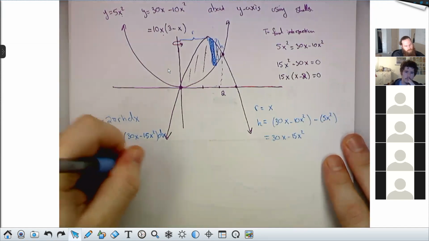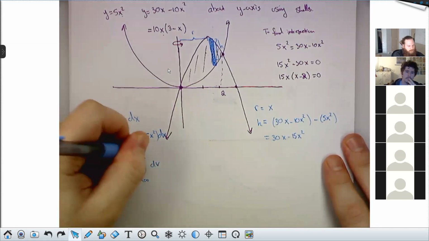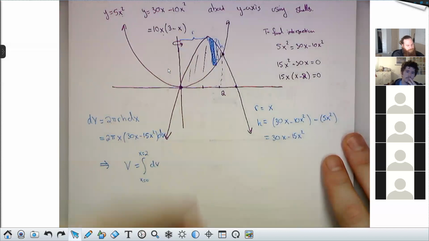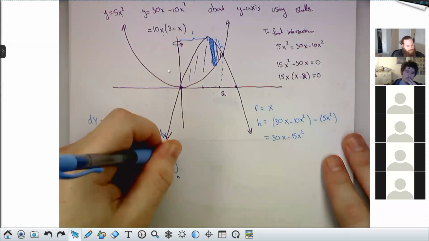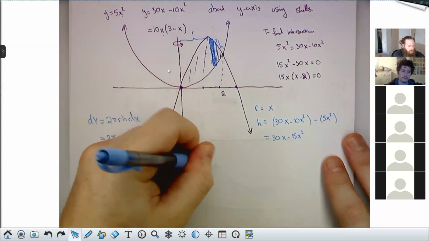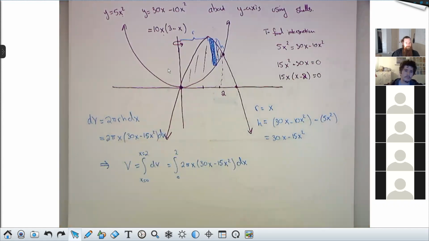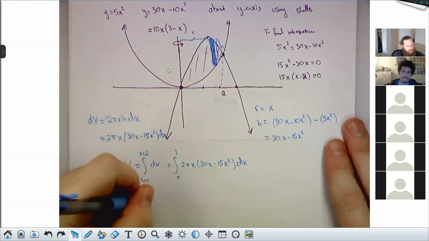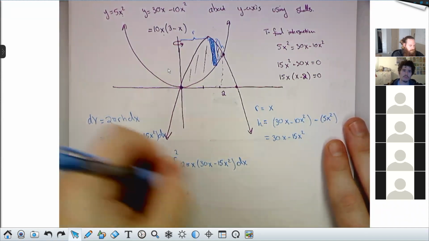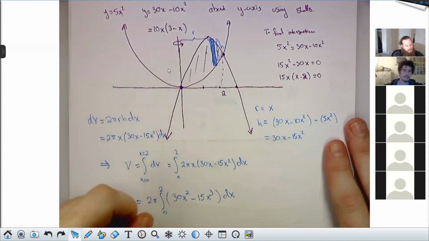And then volume is the integral of dV taken in this case from x equals 0 to x equals 2, because 0 is the smallest x value in here and 2 is the largest. So that will be the integral from 0 to 2 of 2 pi x times 30x minus 15x squared dx. The 2 pi can come out, and what's left is the integral from 0 to 2 of 30x squared minus 15x cubed dx.